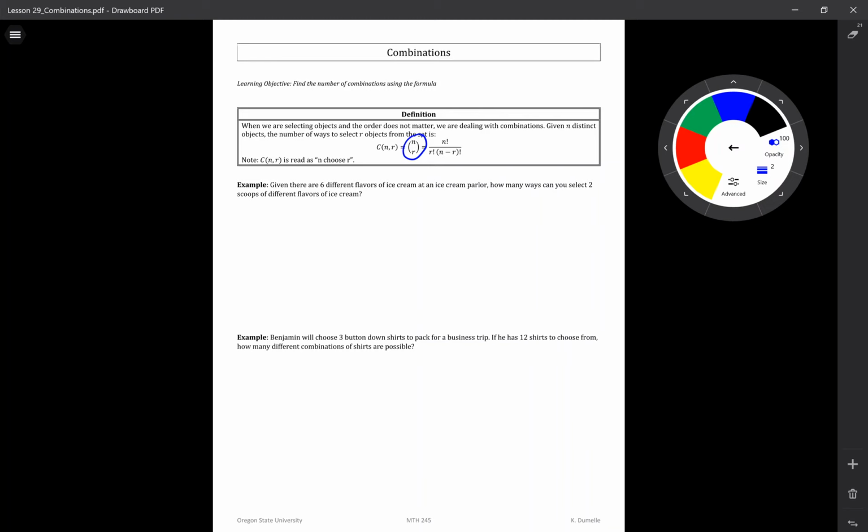I just want to choose 2 flavors. So how many elements do I have? This is n. So I have n elements that I'm choosing from. And I want to choose 2 different kinds of ice cream. So I have C of 6, 2. We write this as 6 choose 2. I'm choosing 2 different flavors from 6.